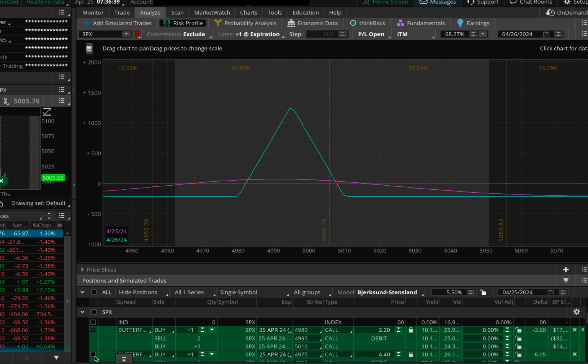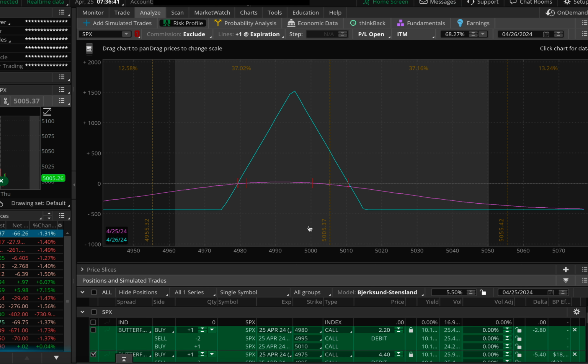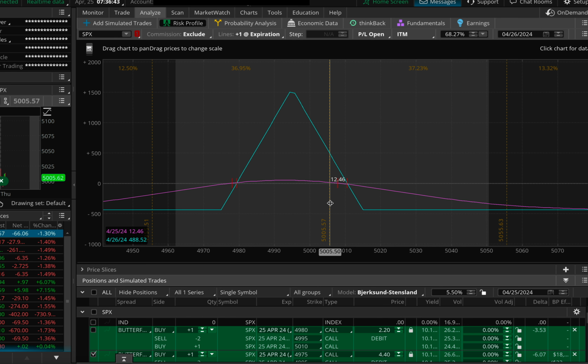Let's go look at the middle one. So this is the second one here. This is the 20-point wing. We're inside the tent again. We're showing a profit of, let's just say break even, because it's bouncing around right around the break even line.